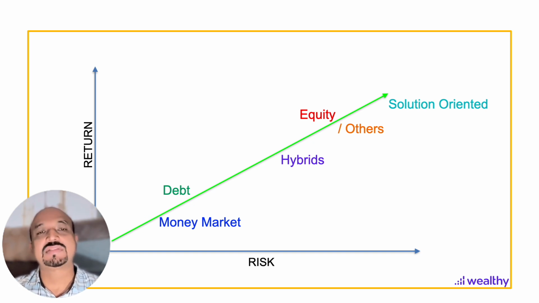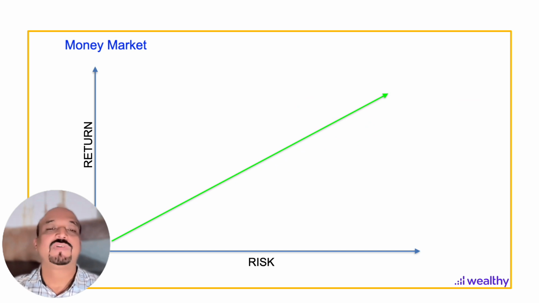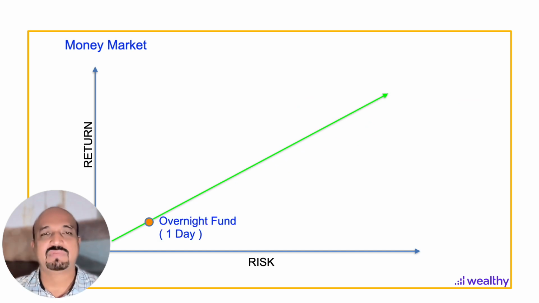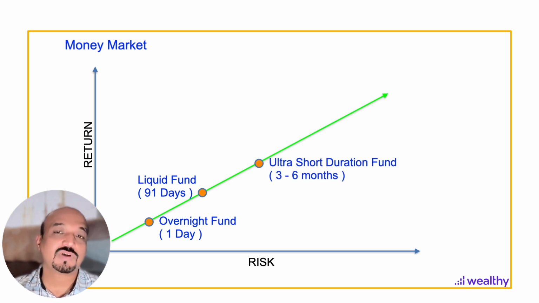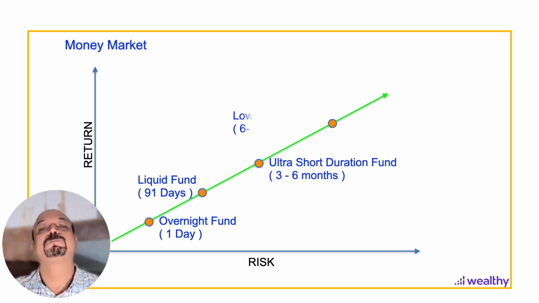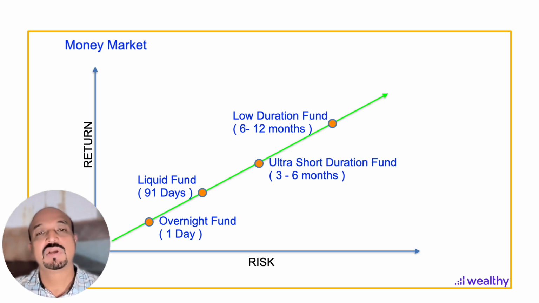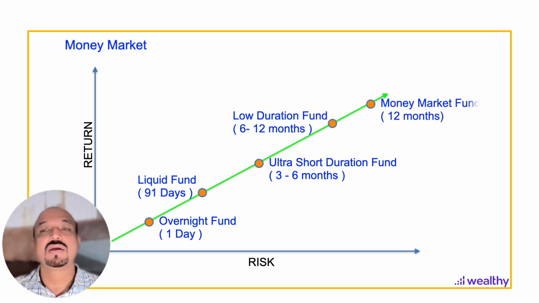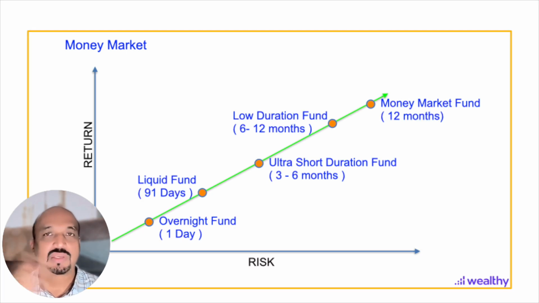To begin with, let's start with money market funds. The first in the money market funds are overnight funds, which are typically for a 1 day kind of investment. Then you have liquid funds, where the fund manager takes up to 91 days kind of investment portfolios. Ultra short term funds are 3 to 6 months. Next, you have low duration funds, which are 6 to 12 months, and then money market funds, which are for a 12-month period. So this is how you can match your investors' requirement to the tenure of the portfolio itself as a simple thumb rule for your investment needs.